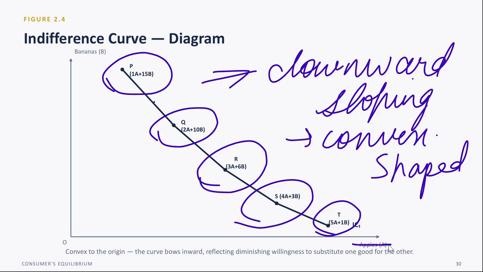Here we have taken the apples and here we have taken the bananas. So, in order to gain more apples, we have been decreasing the amount of bananas. That is why it is downward sloping, right? It is convex to the origin, right? The curve bows inward, reflecting diminishing willingness to substitute one good for another.